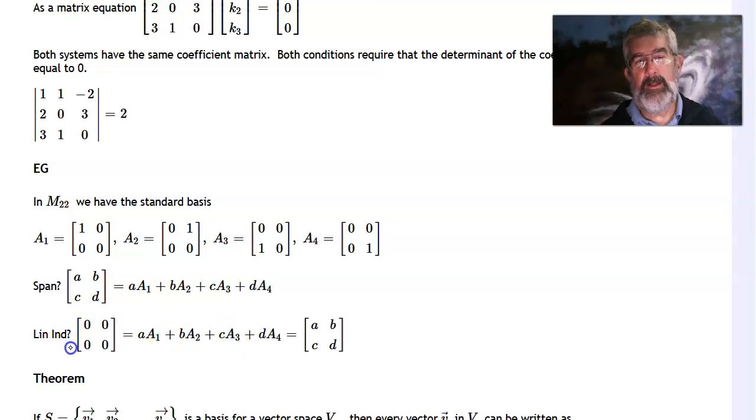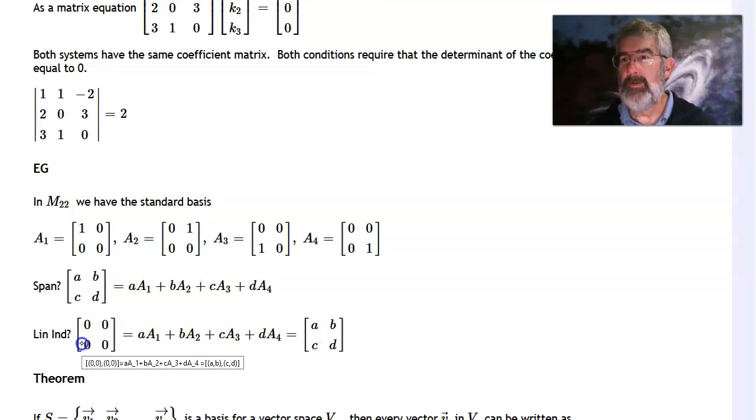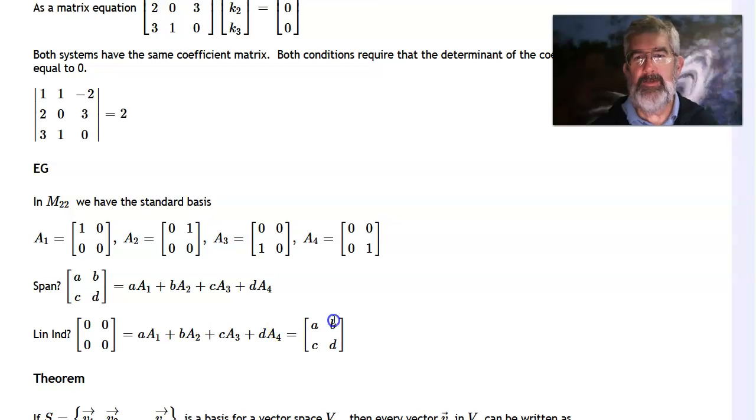Likewise, are they linearly independent? That is, can you get a linear combination like this to add up to the 0 matrix? Well, a linear combination like this is going to look like that. And is there any way to make this equal to that? Well, yes, there is. Make A equal to 0, make B equal to 0, make C equal to 0, and make D equal to 0. And that's the only way to do it, because for this matrix to equal that matrix, they have to be equal in every component. And so you have a basis.